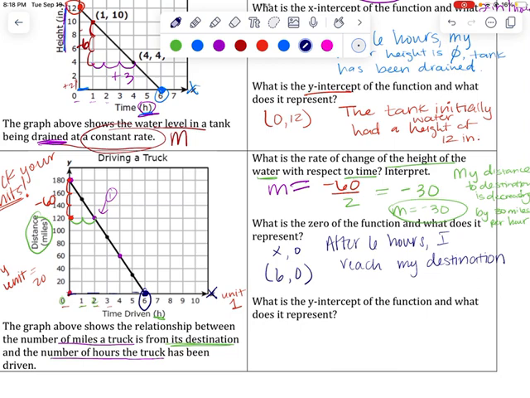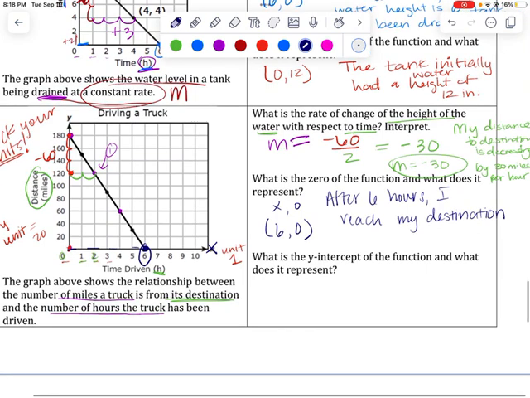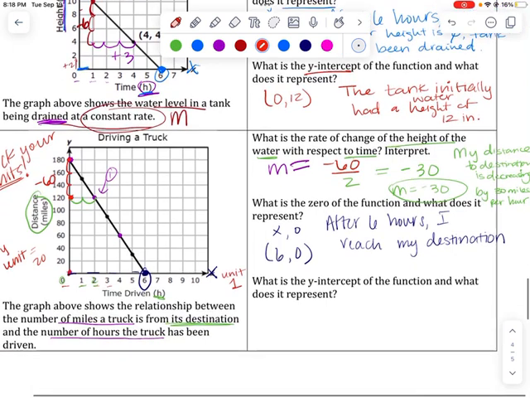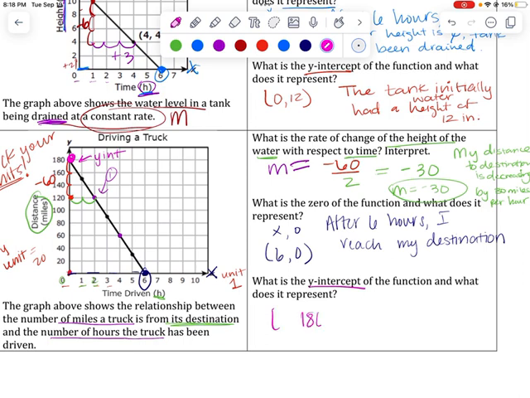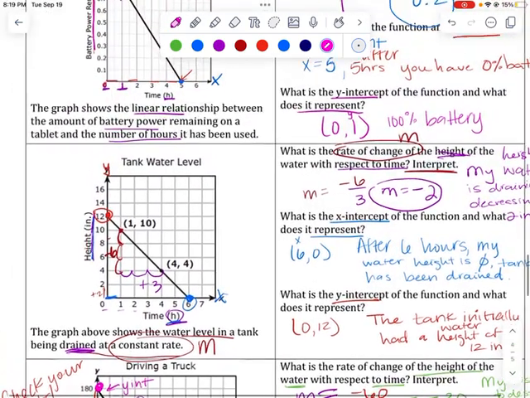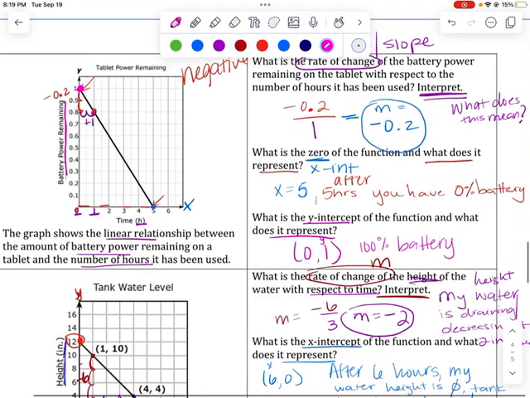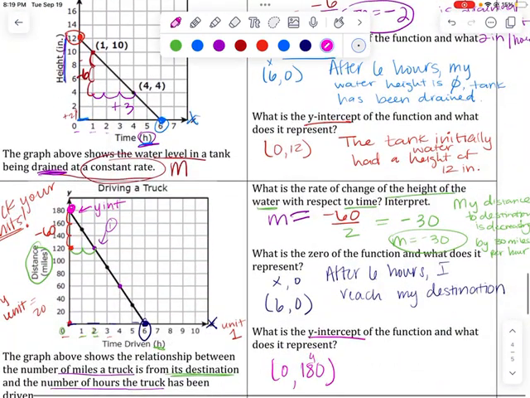Okay. Very last thing, y-intercept. Y-intercept here. Let me pick a different color. Right there. There's my y-intercept. Okay, that's at 180 for the y. That must be 0 over here. This is a y-intercept. Okay. And what is the y-intercept? Similar to the water level and really similar to the battery. It's initial battery, initial tank height, right?